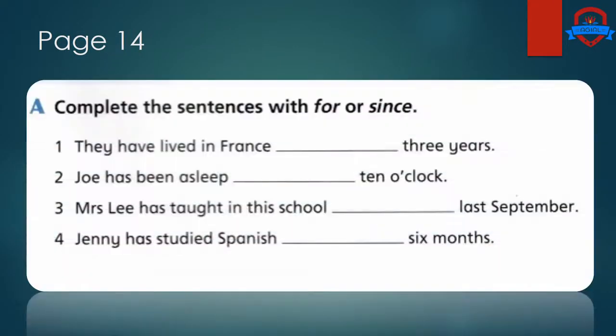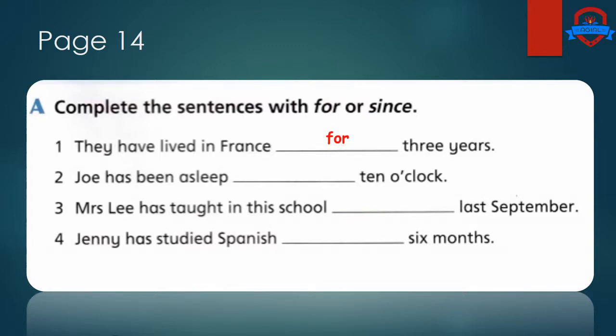It's on page 14. Exercise A. Complete the sentences with for or since. Number 1. They have lived in France, space, 3 years. 3 years here, is it a duration or a specific time? Great, it's a duration. So here we will use for 3 years.